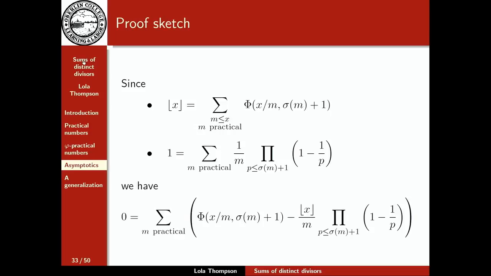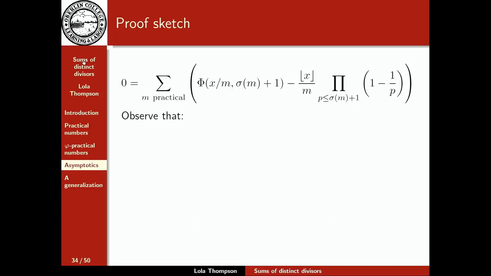But the point is that once you have those two identities, we can then say that 0 is the same as if we take this first term and subtract the floor of x times the second term. So I just wrote all of that out like that. And then we just have to observe what the sizes are of the different terms in our expression.